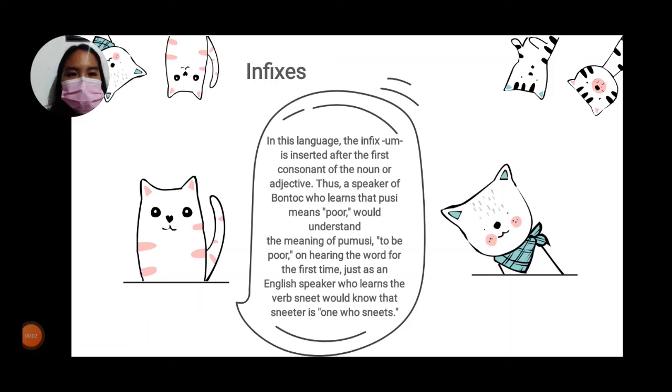So the infixes. In this language, the infix -um- is inserted after the first consonant of the noun or adjective. Thus, a speaker of Bontoc who learns that pusi means poor would understand the meaning of pumusi, to be poor, when hearing the word for the first time, just as an English speaker who learns the verb sneet would know that sneeter is one who sneets.